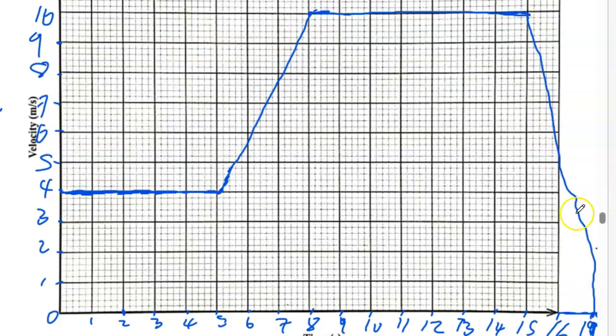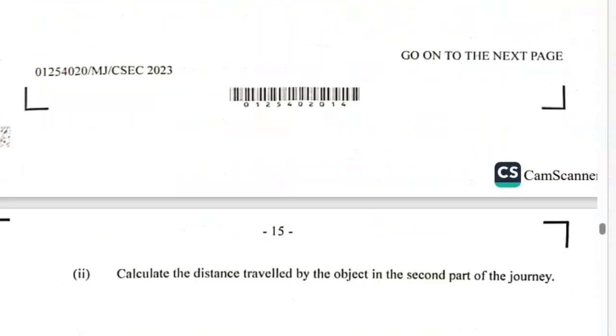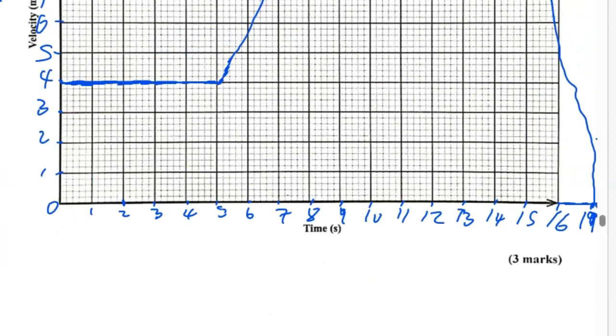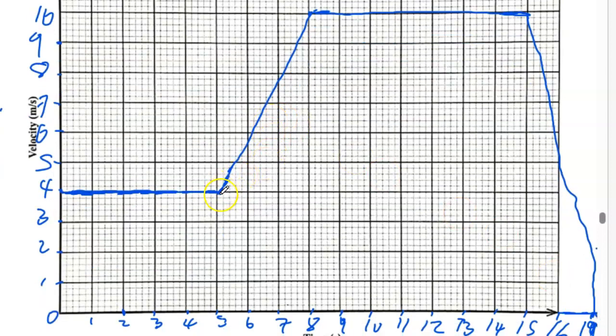Anyway, let's see what they were asked to do now. Calculate distance traveled by the object in the second part of the journey. So area under the speed time graph gives us distance. Alright, so the second part of the journey would be this part, where it increases uniformly from 4 meters per second to 10.